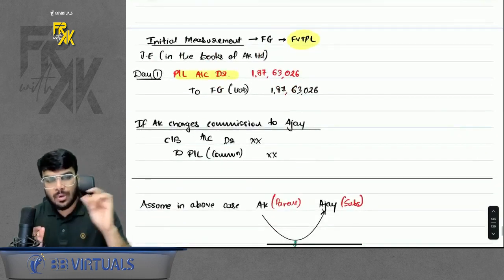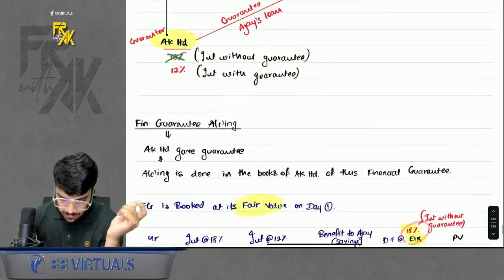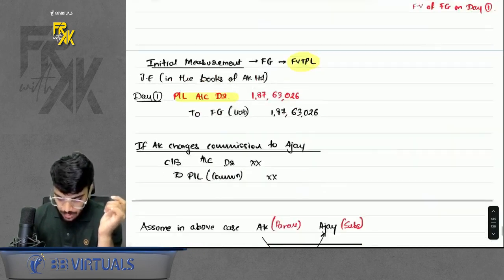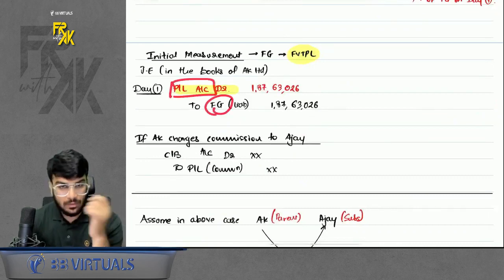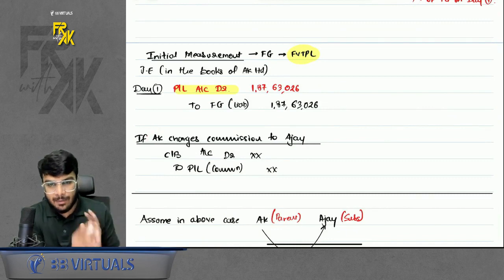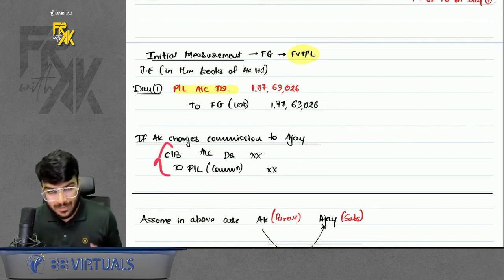Okay, if there is no relationship between me and Ajay, between the one who is giving the guarantee and the one who is accepting the guarantee, you will book the financial guarantee and transfer it to profit and loss. And of course I will not give the guarantee for free. I might charge some commission, so book the commission income as well in my books.